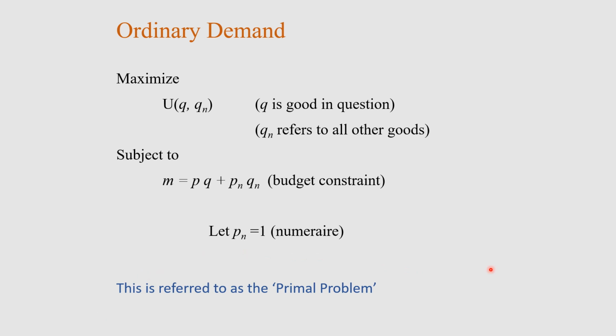So let's look at ordinary demand, or what we call Marshallian demand. Here we want to maximize utility from two goods, the good in question, Q, and Qn here refers to all other goods. And our budget constraint, we refer to the budget level as M, so you have a budget given M, and that's equal to the price of the good that we're looking at plus the price of all other goods times the amount of those goods that are consumed. So very much like we had the cost constraint, R times K plus wage times labor, we have price of Q1 times Q, price of all the other goods times the amount of all the other goods that are consumed. That's our budget constraint. Now for ease of working, we just assume that Pn is equal to 1, so everything else is also measured in dollars terms. And we refer to this as the primal problem.